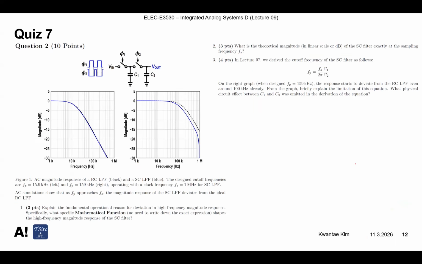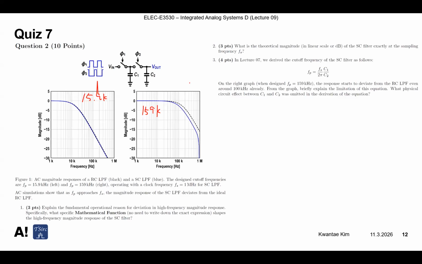Okay, the next question is this. The AC magnitude response of an RC low pass filter here, upper side, the black one, and a switched capacitor low pass filter, the blue one, and the designed cutoff frequencies are, let's assume, around 15.9 kilohertz and 159 kilohertz for the left and right. So this is 15.9K and 159K, operating with a clock frequency fs equal to 1 megahertz for the switched capacitor low pass filter.